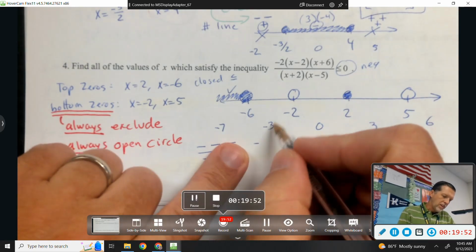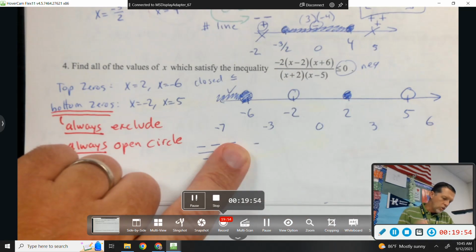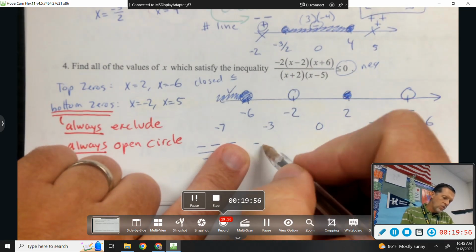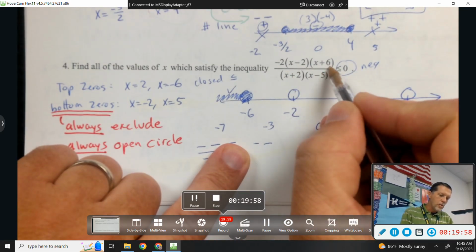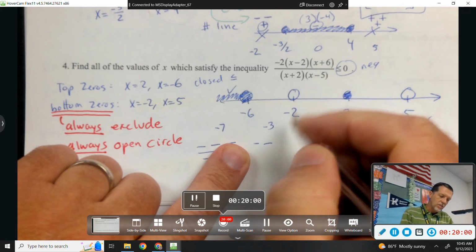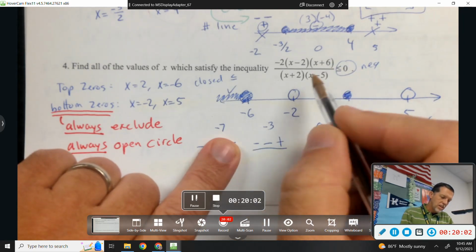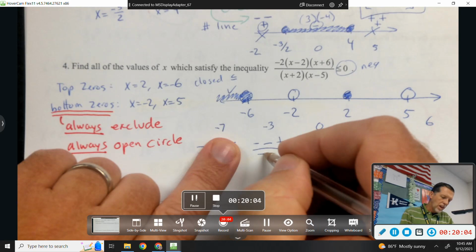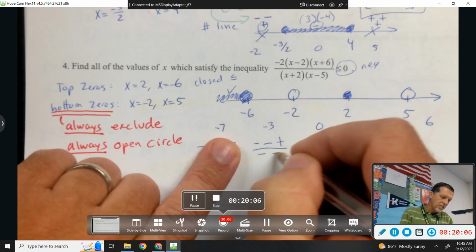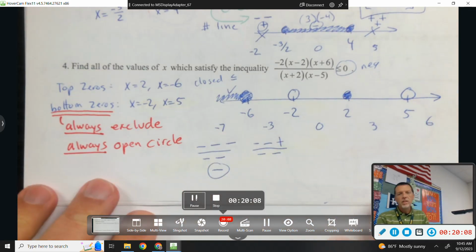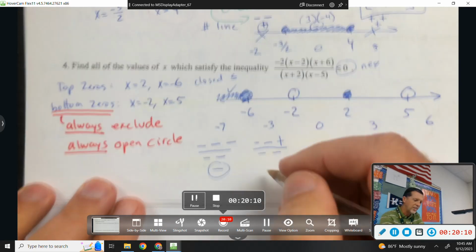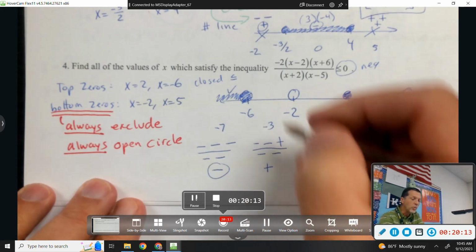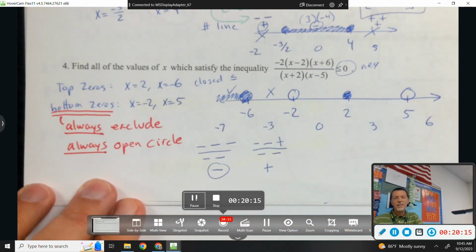All right, plug in negative 3. Okay, negative 2 is unaffected. Negative 3 minus 2, negative. Negative 3 plus 6, that's positive. Negative 3 minus 2 is negative. Negative 3 minus 5 is negative. 4 negatives and a positive make a positive. I don't want the positives, so I'm going to X that. I mean, I just leave it blank, but I put an X there, sort of a note to self that I checked that interval and it doesn't work.